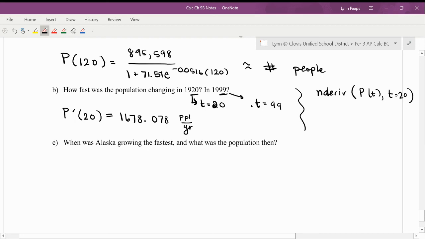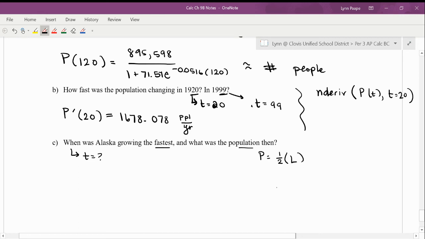All right, so part C. When is Alaska growing the fastest, and what would the population be then? So when, meaning, what is our value for t? So we're looking for a value for t. And then what was the population? So it's going to grow fastest at that halfway mark, right? So at half of the carrying capacity. I'm going to put that in parentheses.